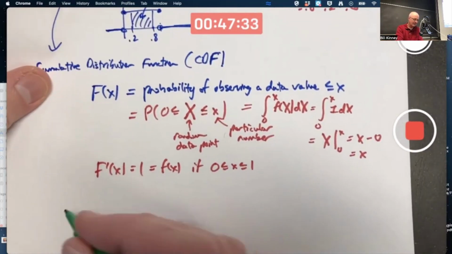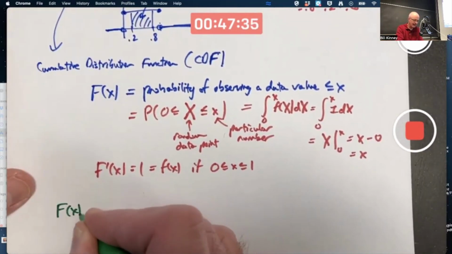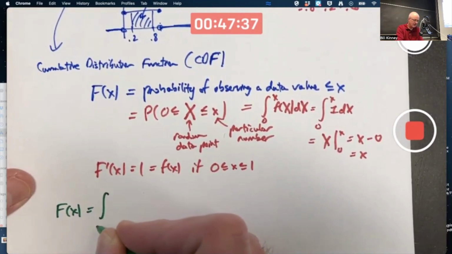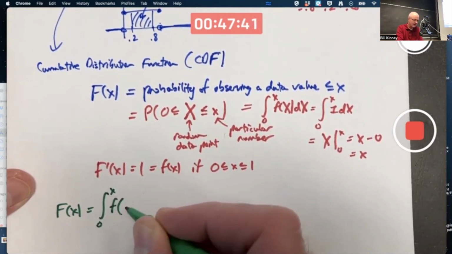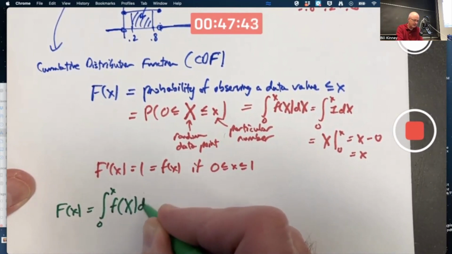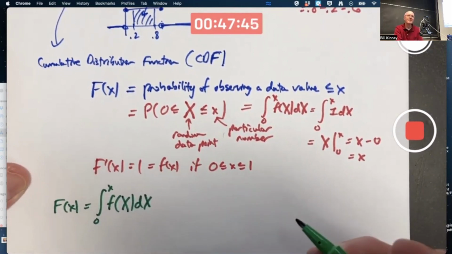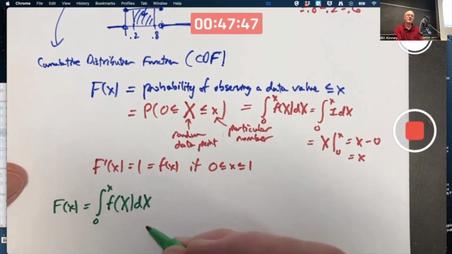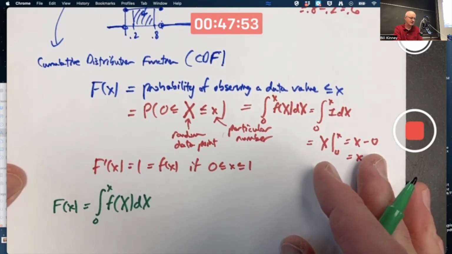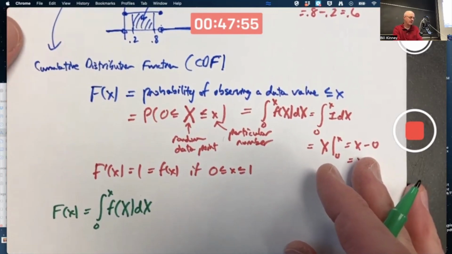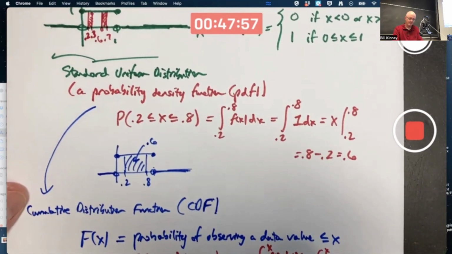If I let capital F of little x be the integral from 0 to little x of little f of, okay, I'll go ahead and use a capital X again. This is weird, but I'll do it. I can even interpret what this means, even if little x is bigger than 1 or less than 0. Let's think about the case where it's bigger than 1 first. That's a little easier.